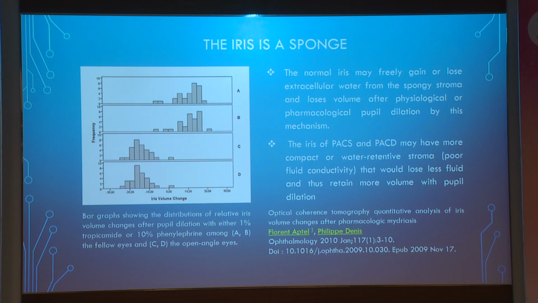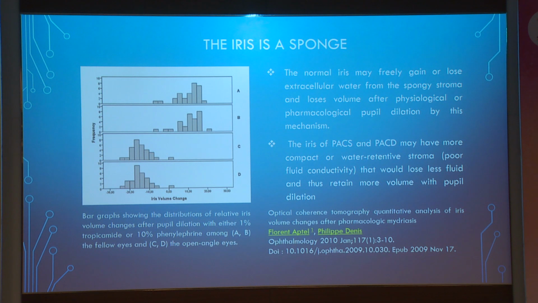The first is the behavior of the iris. Now the iris is like a sponge. Normally the iris may freely gain or lose extracellular water and loses volume after physiological or pharmacological pupil dilatation. But the iris of an angle closure eye is more water retentive. It has a poor fluid conductivity and it actually retains more water when it gets dilated, and it gains volume.